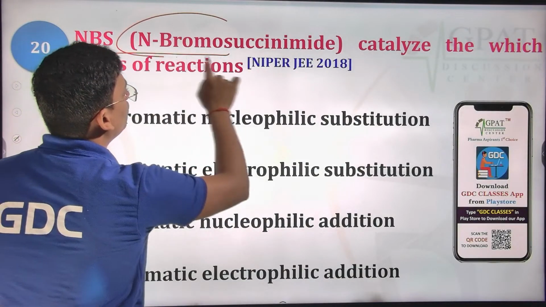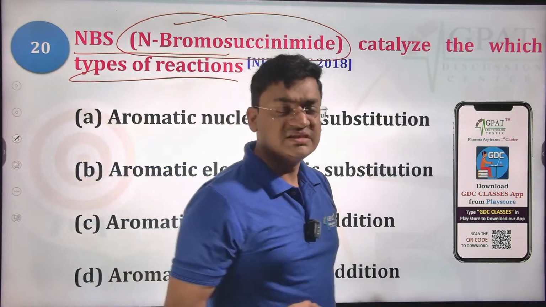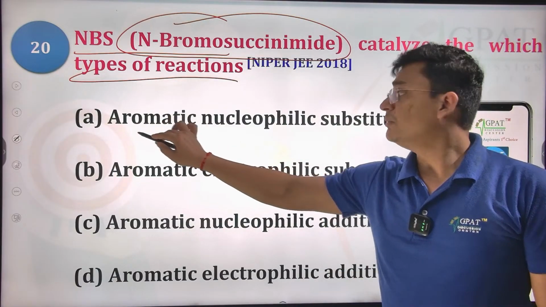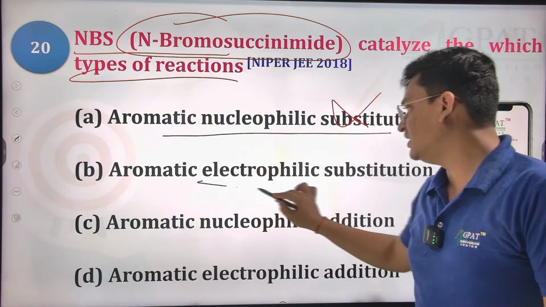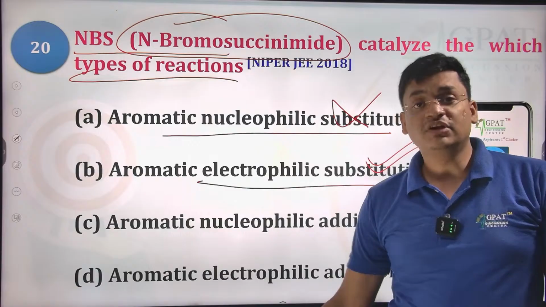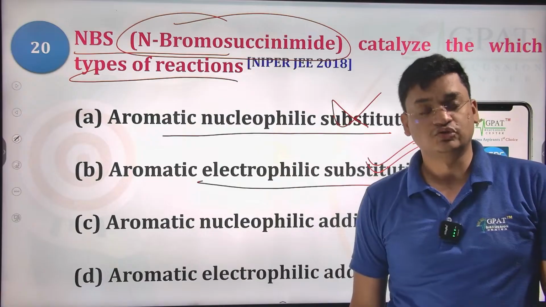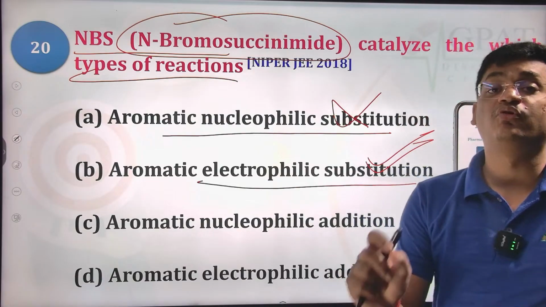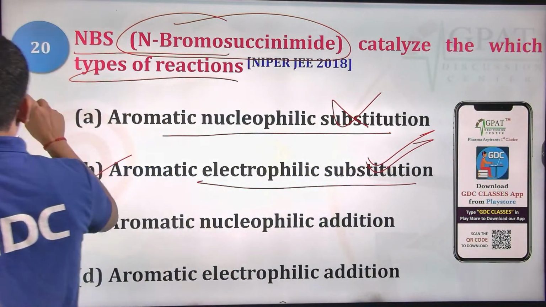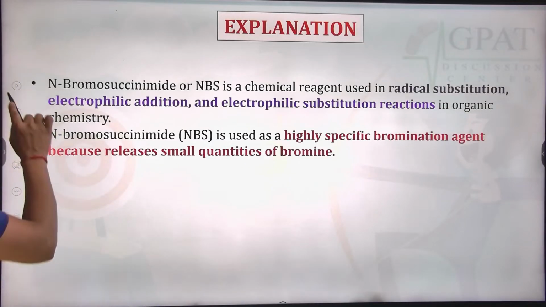NBS, that is N-bromosuccinimide, catalyzes what type of reaction? The options include aromatic nucleophilic substitution and aromatic electrophilic substitution. This NBS basically gives a bromonium ion, and this bromonium can attack the benzene ring and show the electrophilic aromatic substitution reaction, the bromination of benzene. So B is your right answer.